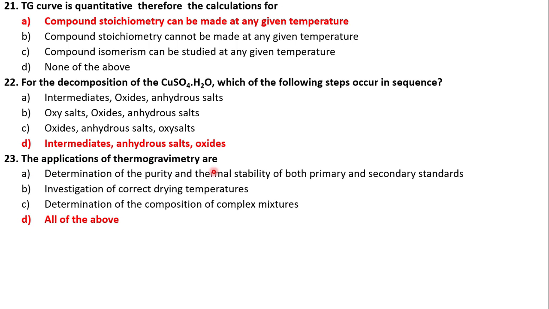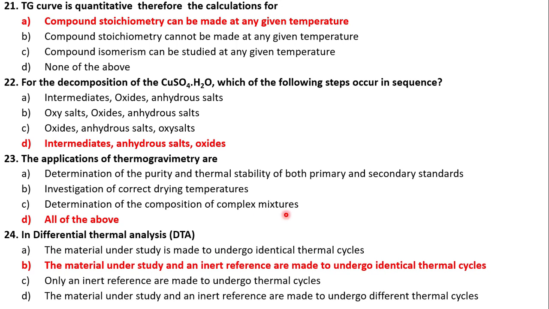The applications of thermogravimetry are determination of the purity and thermal stability of both primary and secondary standards, investigation of correct drying temperature, and determination of the composition of complex mixtures. In differential thermal analysis, the material under study and an inert reference are made to undergo identical thermal cycles. By this, we finish the multiple choice questions asked from the TGA and DTA techniques.